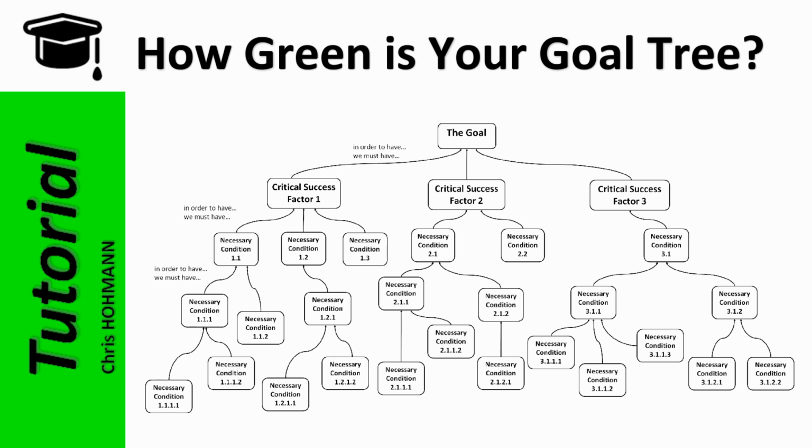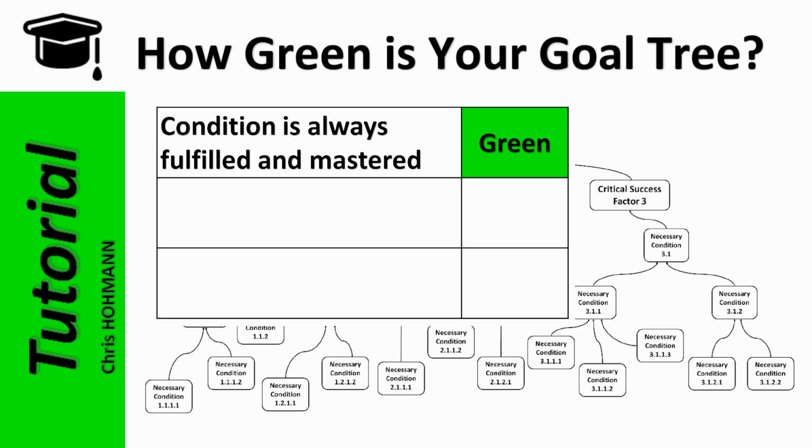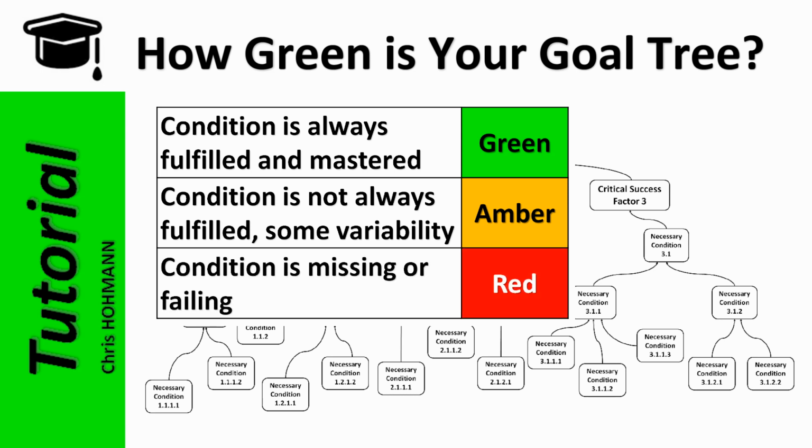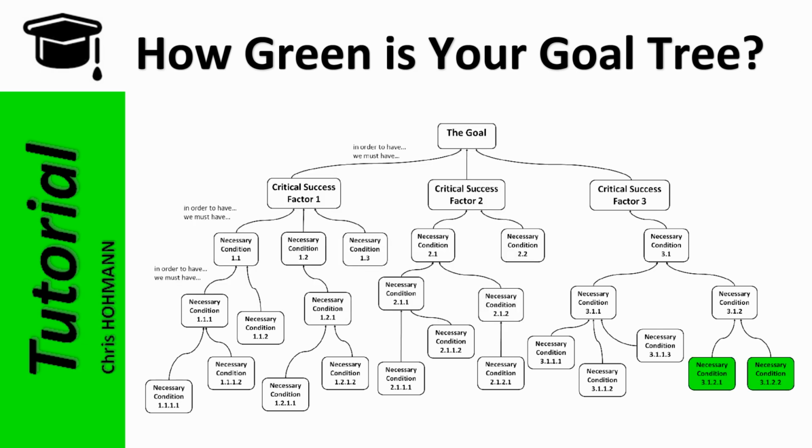For each entity, check if the condition is always fulfilled and mastered, and in this case, the color will be green. If the condition is not always fulfilled, if there is some variability, then turn it amber. If the condition is missing or failing, then it should be red. Work your way bottom up, branch after branch. The rule is that the worst color underneath will propagate itself up.